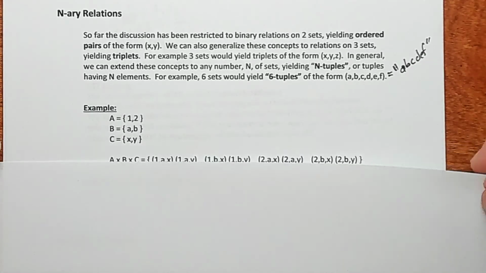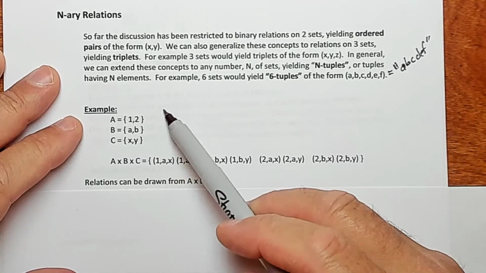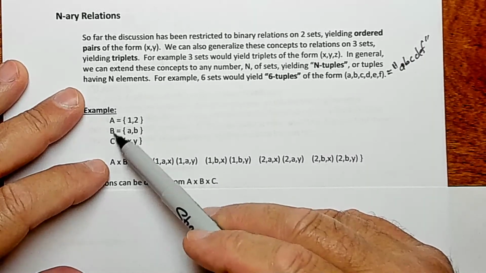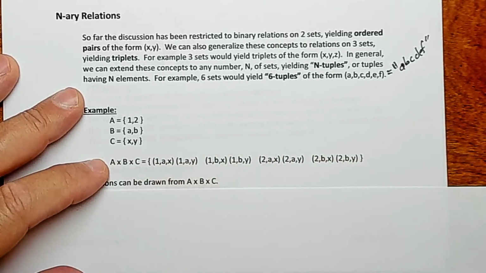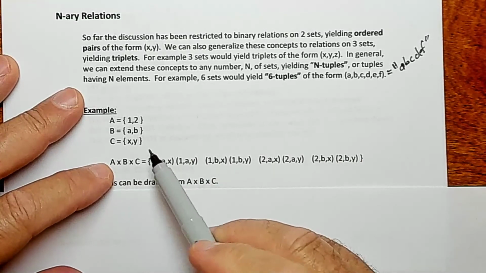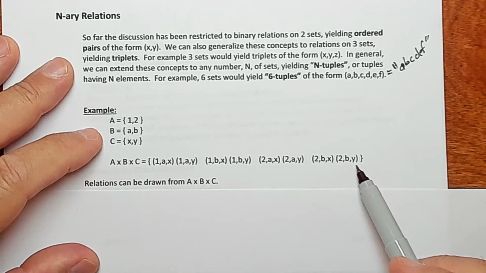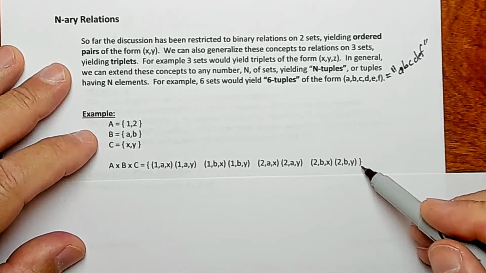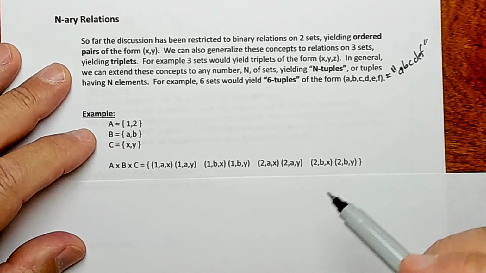Okay, here's an example. To get a triplet or a 3-tuple, you would have to have 3 crosses. I have 3 different sets. They could all be the same set, that's possible, but to be clear, we've used 3 different sets with different symbols, so it's a little bit clearer. If you cross 3 different sets together, you're going to get this Cartesian product, which is a set of triplets, or 3-tuples.